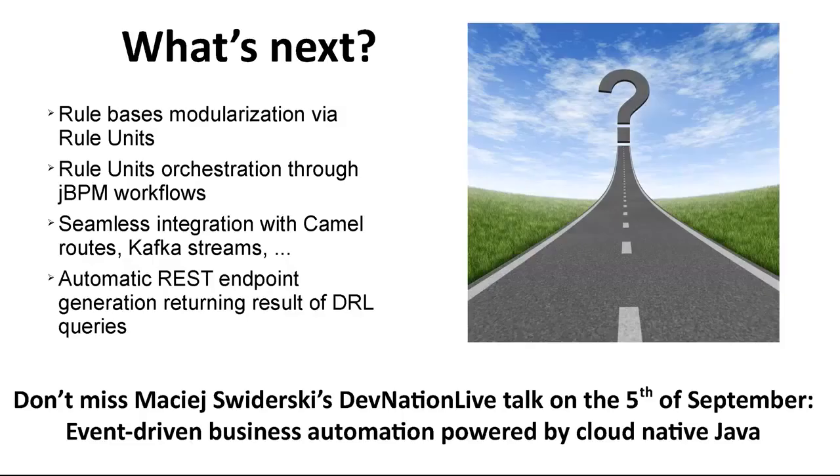So this is basically all. What's next is that we are designing a new modularization of rules that is based on a concept called rule unit. We are better integrating rules with jBPM because we want this unit of work, this unit of rules, to be orchestrated by jBPM. We are, as I said, developing a new integration with Camel, for instance with Camel routes, Kafka Streams, and stuff like this.